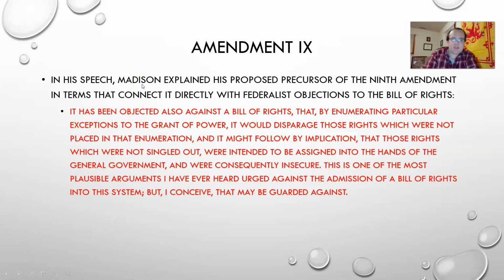In his speech, he says the following: "It has been objected also against a Bill of Rights that by enumerating particular exceptions to the grant of power, it would disparage those rights which were not placed in that enumeration, and it might follow by implication that those rights which were not singled out were intended to be assigned into the hands of the general, meaning federal government, and were consequently insecure. This is one of the most plausible arguments I have ever heard urged against the admission of a Bill of Rights into this system, but I conceive that may be guarded against." I'm reading it verbatim because it's that important.